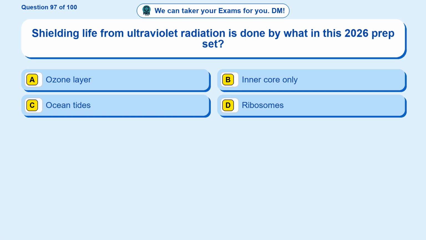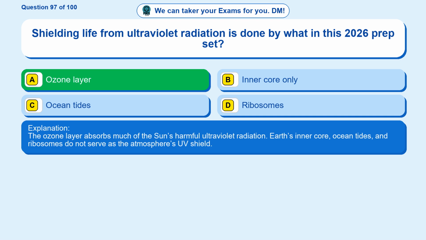Question 97. Shielding life from ultraviolet radiation is done by what in this 2026 prep set? Option A, ozone layer. Option B, inner core only. Option C, ocean tides. Option D, ribosomes. The correct answer is option A, ozone layer. The ozone layer absorbs much of the sun's harmful ultraviolet radiation. Earth's inner core, ocean tides, and ribosomes do not serve as the atmosphere's UV shield.